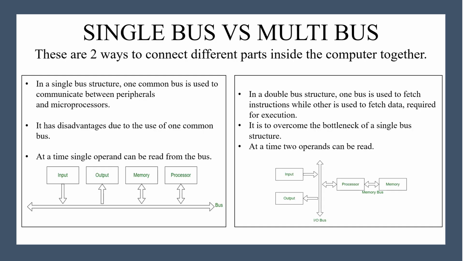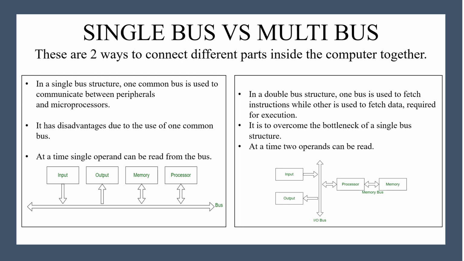Next, we are going to see how these buses are arranged in a computer. There are two ways to connect different parts inside the computer together. One, single bus structure. This is like having just one road that all traffic must use. It is simple and cost effective, but it can be slow when multiple components try to use it at the same time. Imagine a one lane road with heavy traffic, it gets congested.